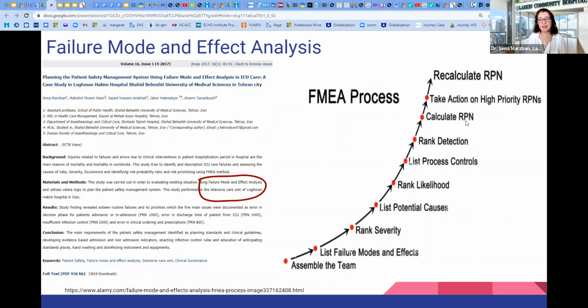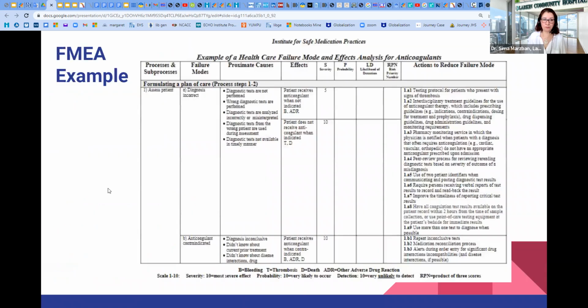priority numbers, because we cannot solve all of the issues that we have. So we will have a prioritization method that is risk priority number, and focus and target only the highest priorities and recalculate risk priority numbers. This is a publication, a project of FMEA in ICU care. We have done it in 2017, and we have published it in a journal. You see here, the methodology is using failure mode and effect analysis.